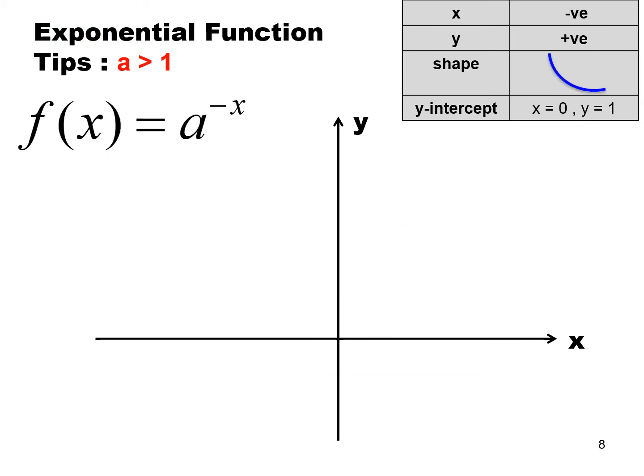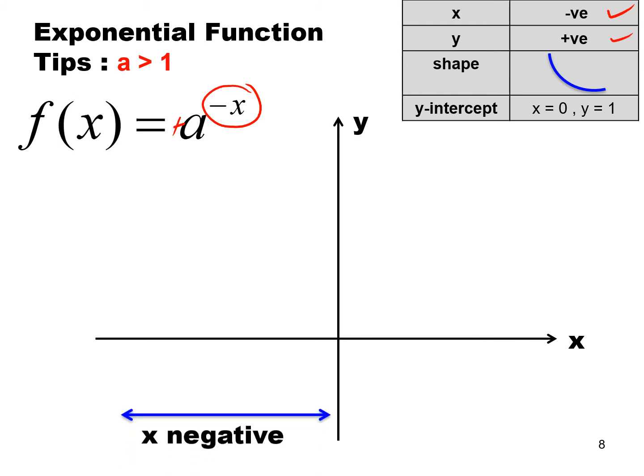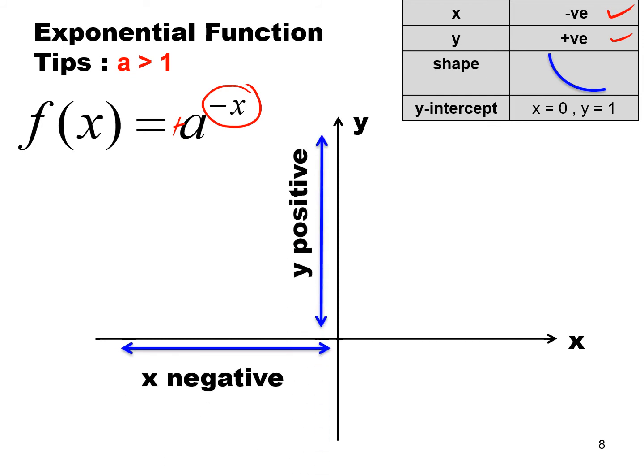Okay, we look at the second type. Let's say we have x negative here, y positive here, and the shape is like this. x negative, y positive. This graph has its intercept at x equals 0, where y is a to the power 0, which also gives 1. So the intercept here is at 1, and the graph is like this. After that you can find the domain and range.